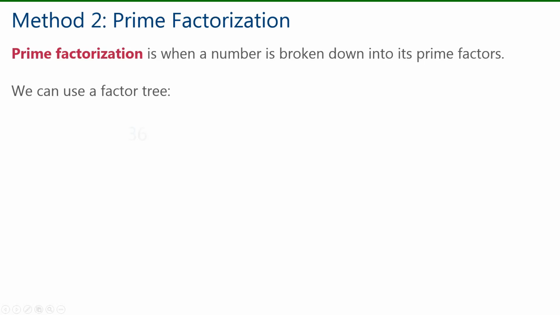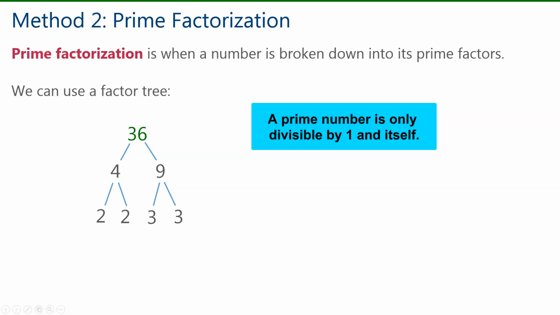So for example, let's consider 36. We'll start with any two numbers that multiply to produce 36. So in this case, I'll start with 4 times 9. So I create branches off of 36 for both 4 and 9. Then I break each of these numbers down until I have only prime numbers. 4 breaks down into 2 times 2, and 9 breaks down into 3 times 3. This is as far as it'll go, because 2 and 3 are both prime numbers. A prime number, if you recall, is a number that's only divisible by 1 and itself.